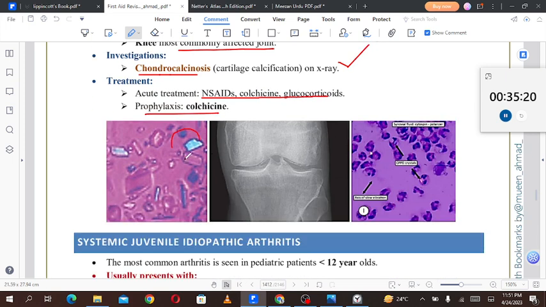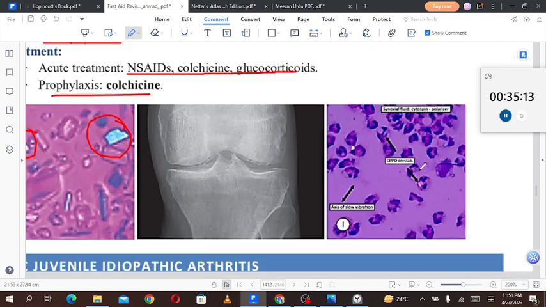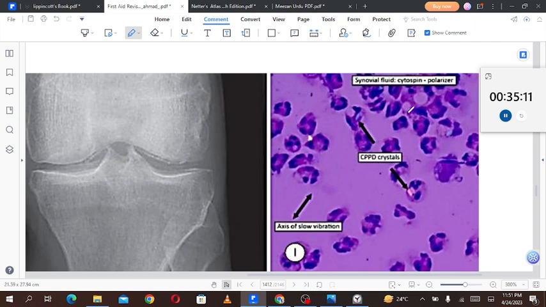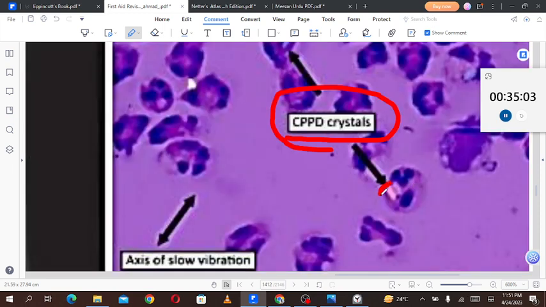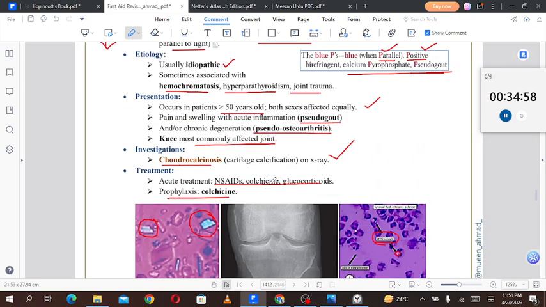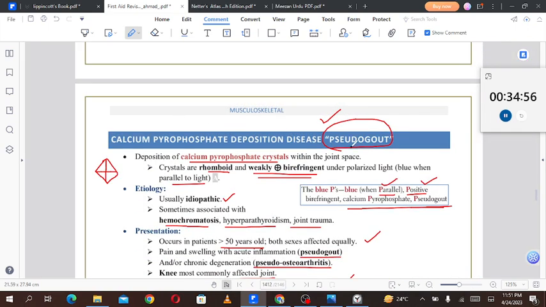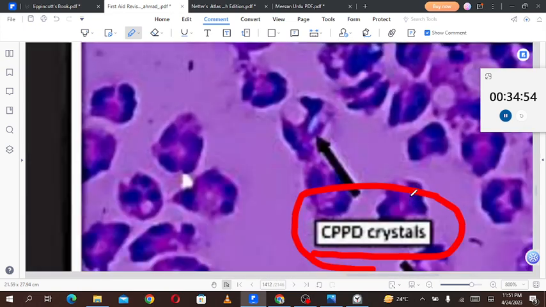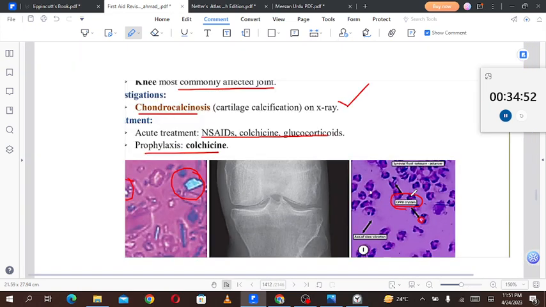So these are the blue crystals after the parallel light is passed through them. And what is it in this picture? These are synovial fluid aspirate and calcium pyrophosphate crystals. If you could zoom in, these are rhomboid crystals, with the axis of slow vibration. So this is calcium pyrophosphate deposition disease, that is CPPD, calcium pyrophosphate deposition disease.